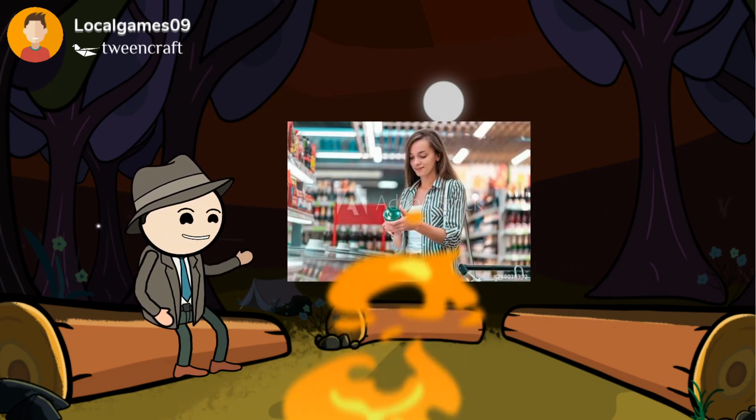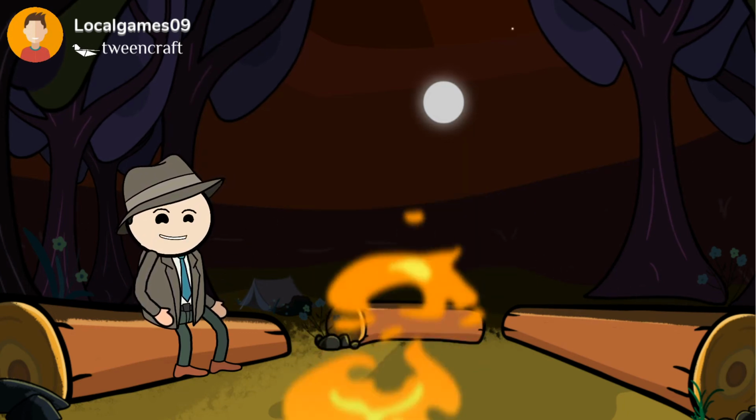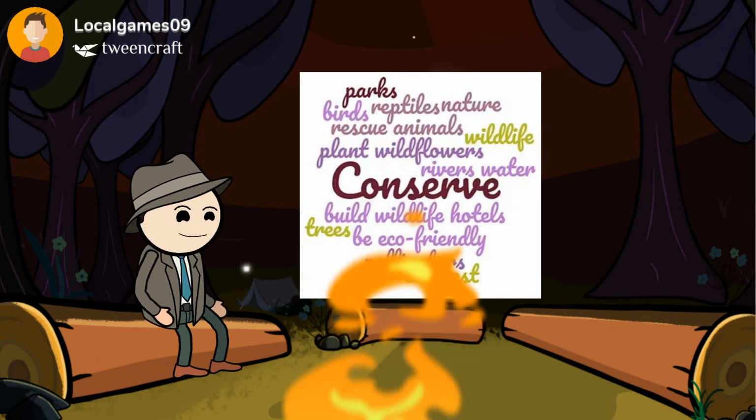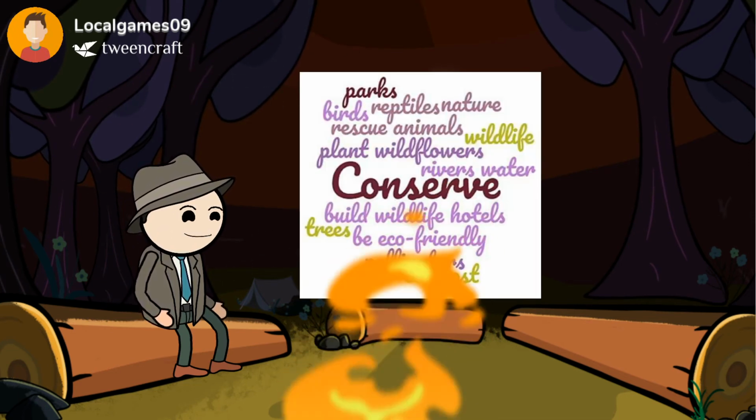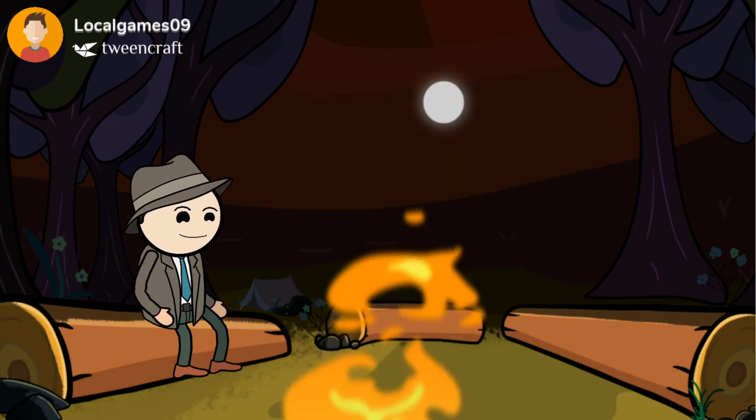And the next is, know the source. Check the products you buy and the companies you support to ensure that your buying habits are not contributing to destruction of habitat elsewhere. Our last but not the least topic is, why is there a need to conserve biodiversity?